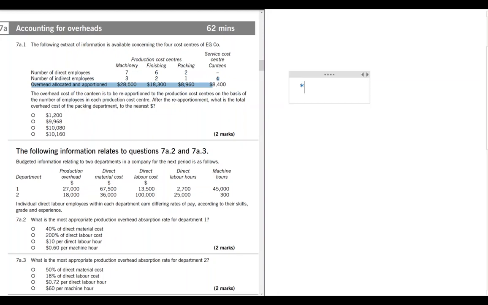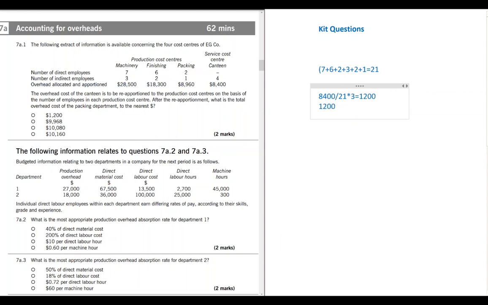So total employees we have is 7 plus 6 plus 2 plus 3 plus 2 plus 1. 21. Taking total costs, 8,400 divided by 21 employees, and directly multiplying by packing department, which has 3 employees. So we will have 1,200. 1,200 reapportioned costs, and the costs that was already apportioned to it is 8,960. So after reapportionment, the cost will be 10,160. And this is it.